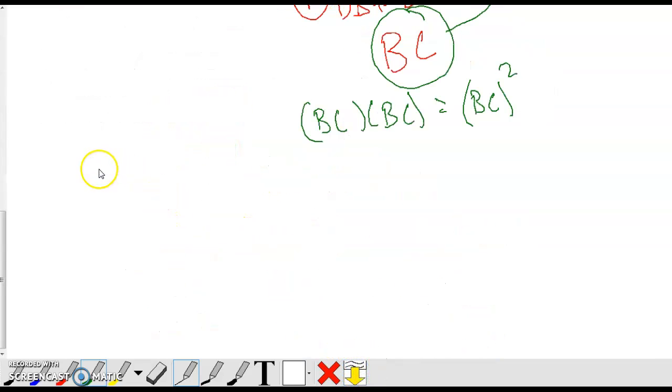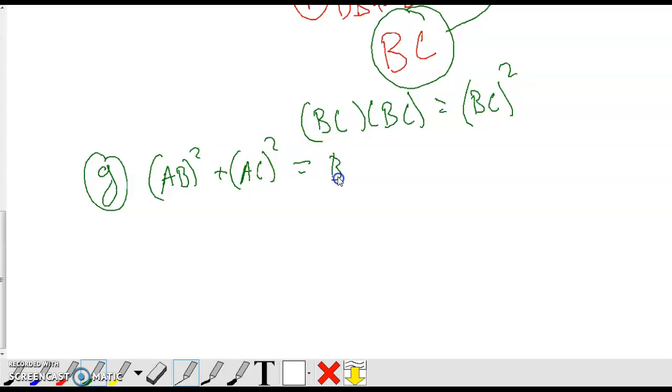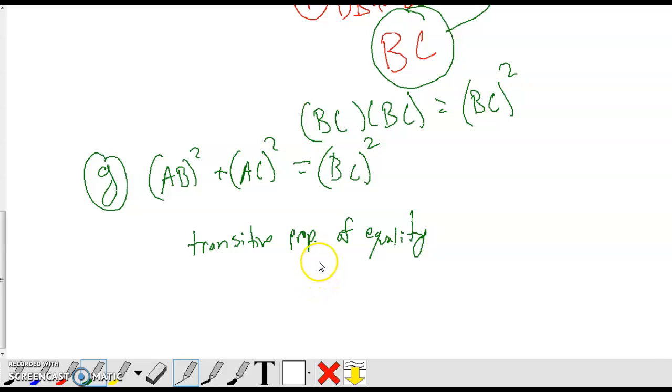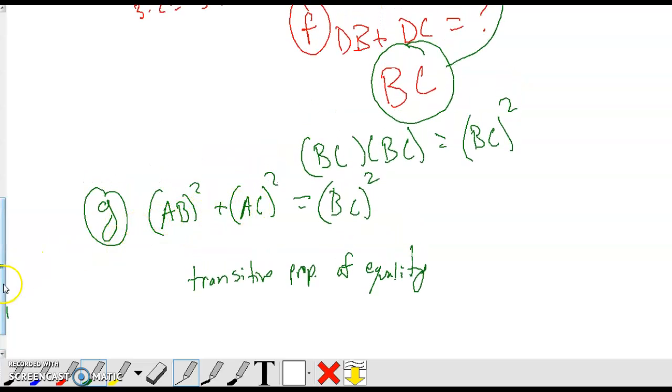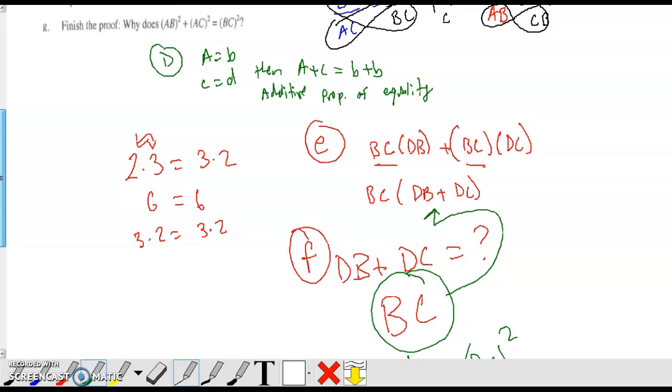All right, so let's go back. So part G, I believe. Why does AB squared plus AC squared equal our BC squared? Okay, so what we're using is something known as the transitive property of equality, and all we're doing is replacing things together. We've already figured out what AB squared is and what AC squared is because we just added those together.